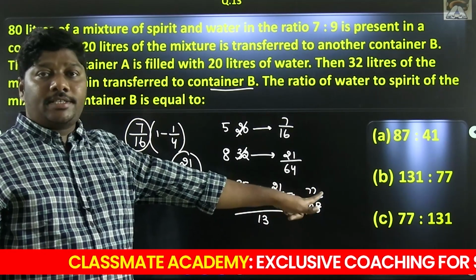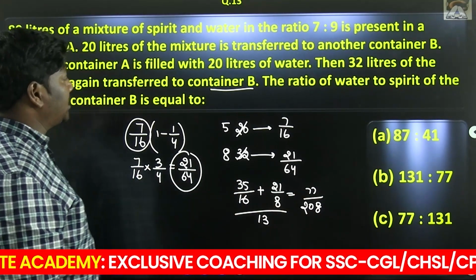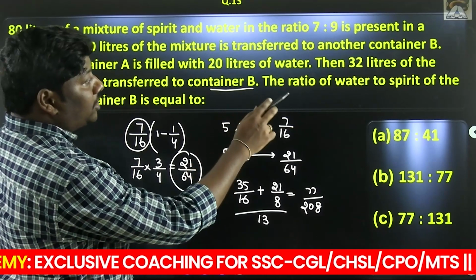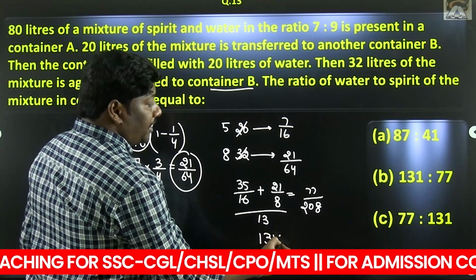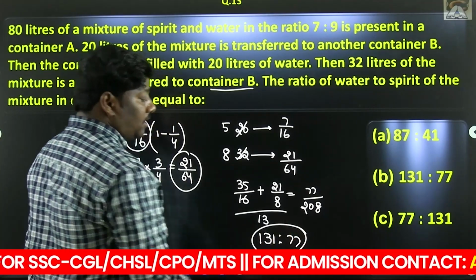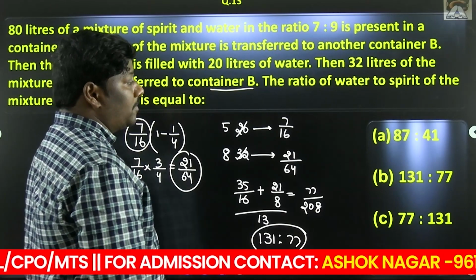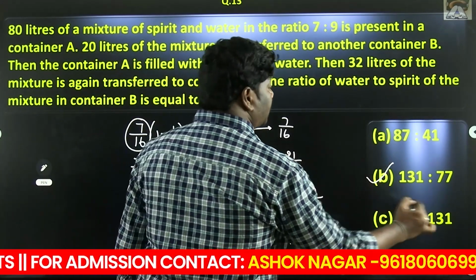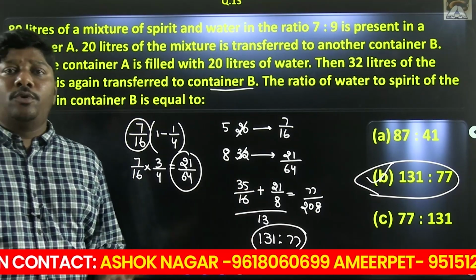See, you can say spirit is 77 and the remaining 131 is water. So what is he asking you? He is asking you the ratio of water. Water is 131, spirit is 77. So you got the spirit 77 and water as 131. So water to spirit he asked. Water is 131 and spirit is 77. You only concentrate on the spirit.